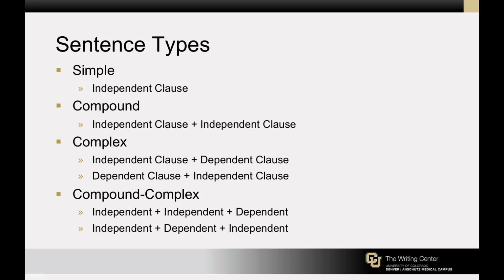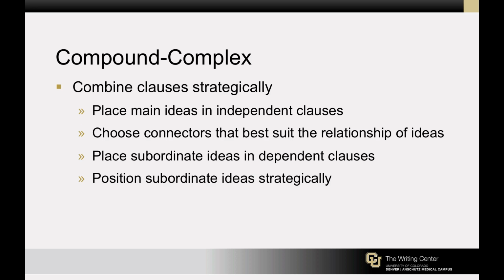In this case, just like in a complex sentence, we can play with the order of clauses: independent, independent, dependent, independent, dependent, independent, or dependent, independent, independent. Because there is no set order of clauses in a compound complex sentence, we can combine the clauses strategically. We should place main ideas, whatever we want to emphasize the most, in the independent clause. We should place subordinate or less important ideas in the dependent clauses. We should choose connectors like semicolons, coordinating and subordinating conjunctions, and relative pronouns that best suit the relationship of the ideas and position subordinate ideas strategically.